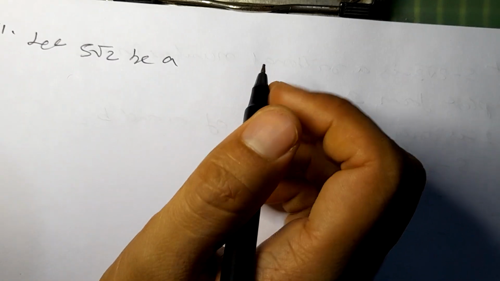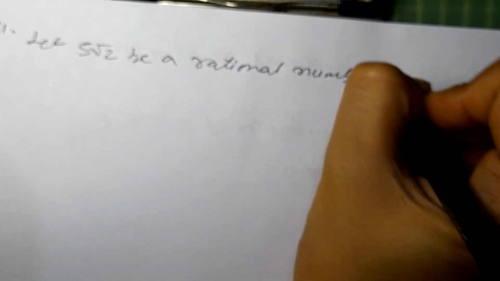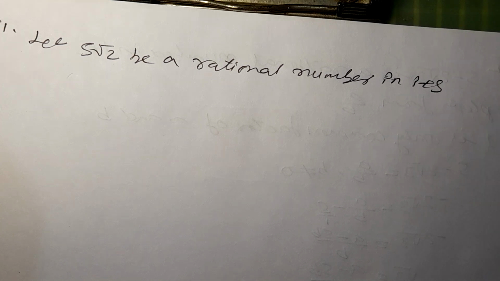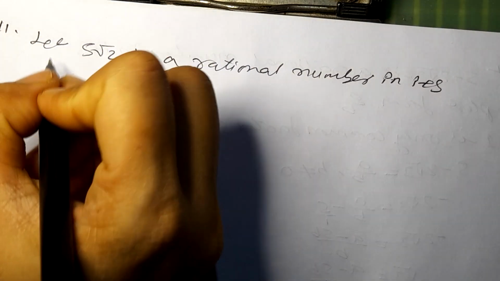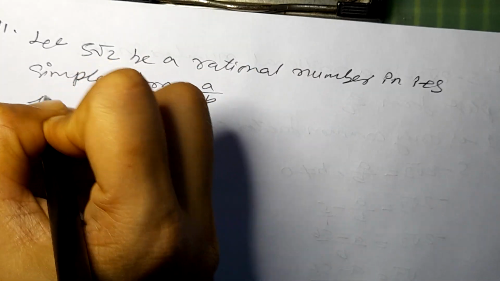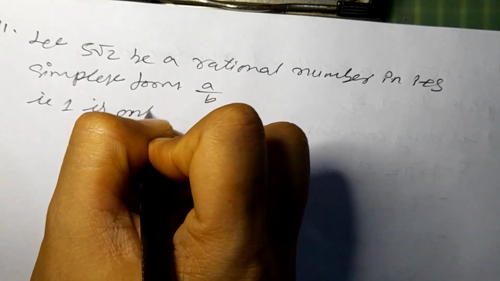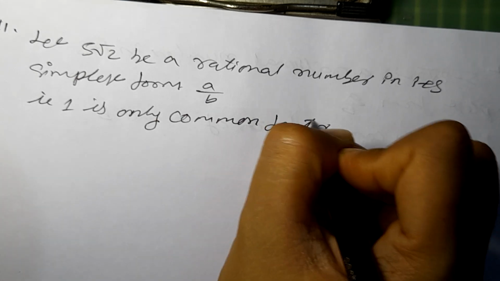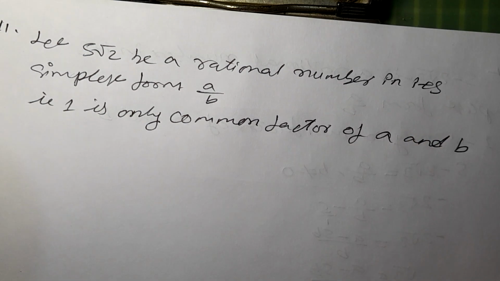If possible, let 5 root 2 be a rational number in its simplest form, that is a by b, where 1 is the only common factor of a and b.